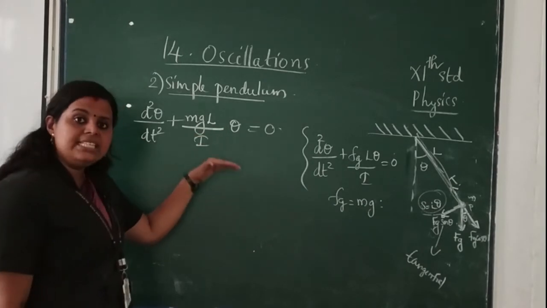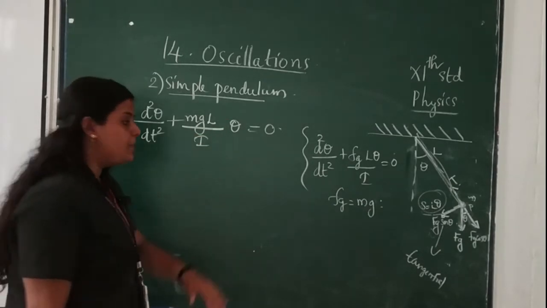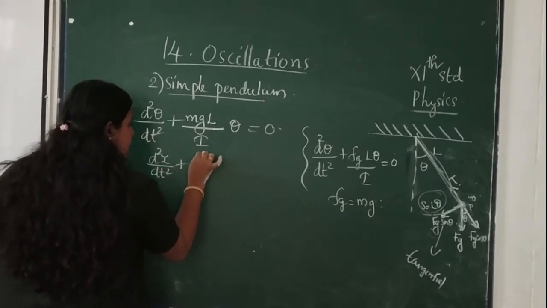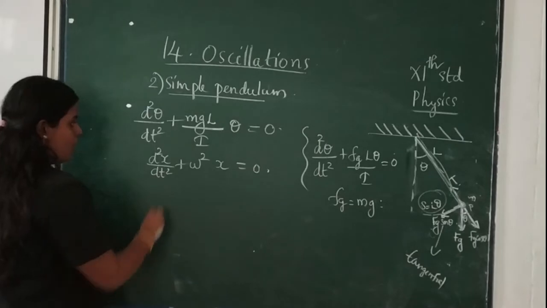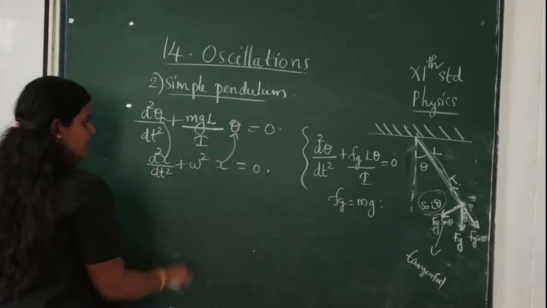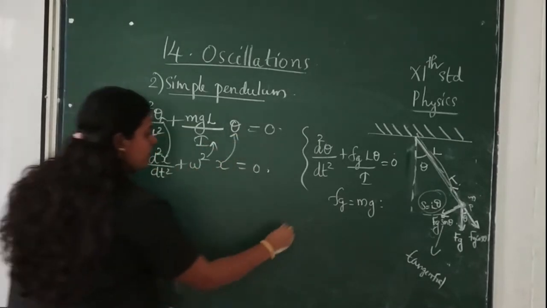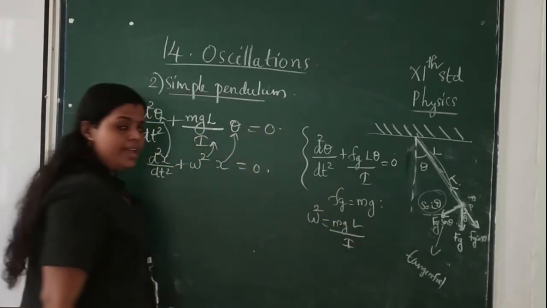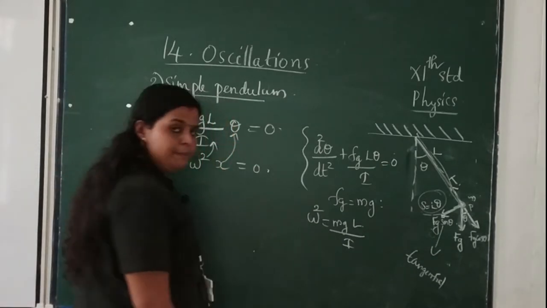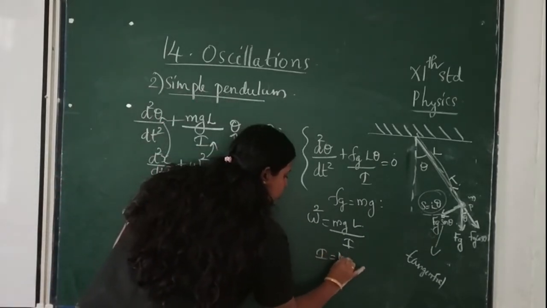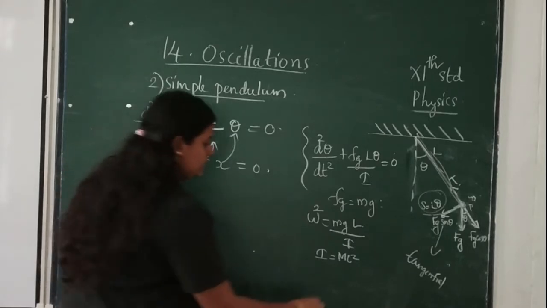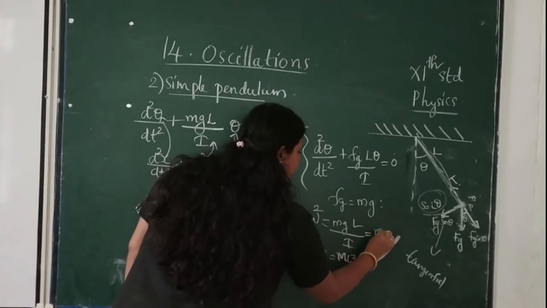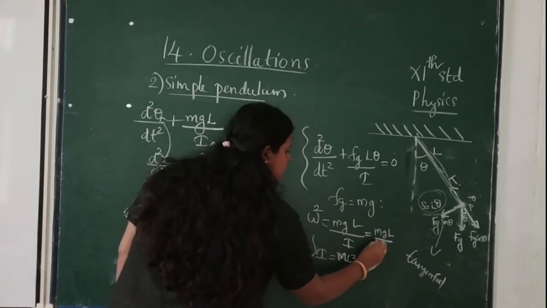So let's compare this differential equation with the differential equation of simple harmonic motion, that is d square x by dt square plus omega square into x is equal to 0. So in place of x here, what is there? It is theta. So corresponding to omega square, what do we have? Omega square is equal to mgL divided by I. And in the case of simple pendulum, this I, moment of inertia, is equal to mL square. Okay, mL square. So what should we substitute here for mgL divided by I?